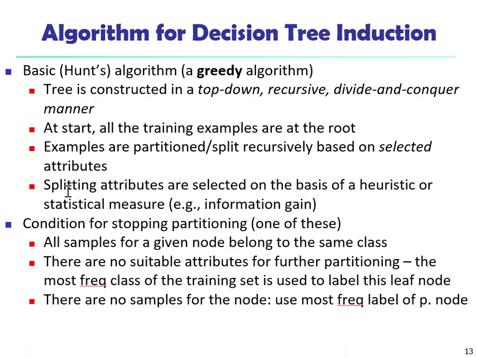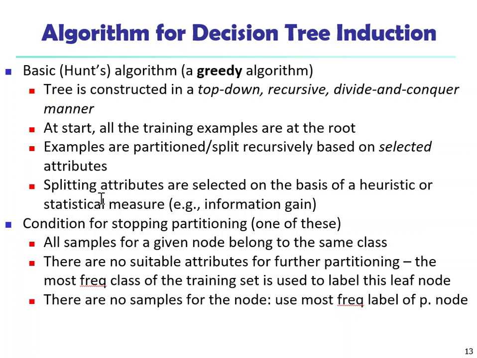How are we going to select this attribute? We are going to use either heuristic or statistical measures. There is a set of statistical measures that we use, and information gain is one of those. Selecting the attribute is one of the technical details we're going to pay more attention to, and we're going to look at those in detail shortly.